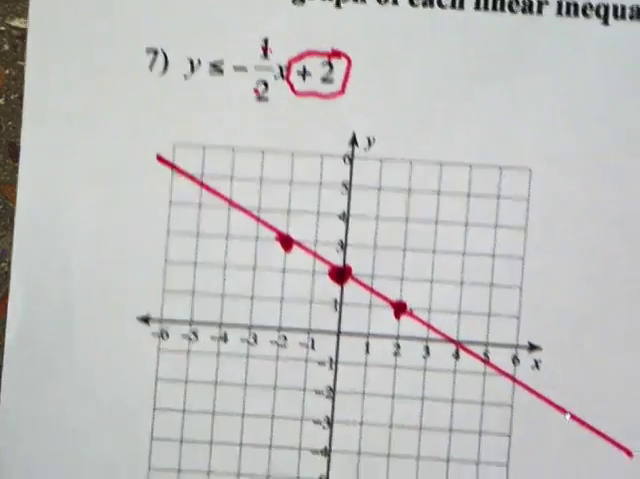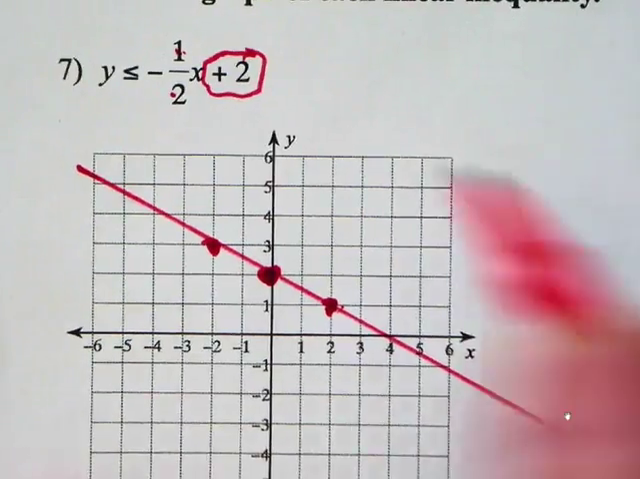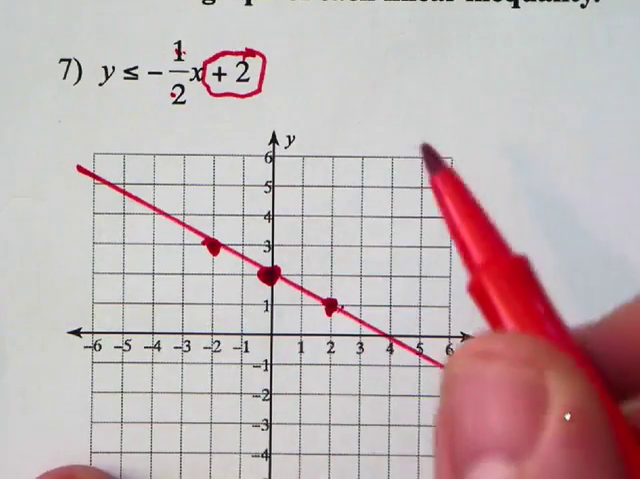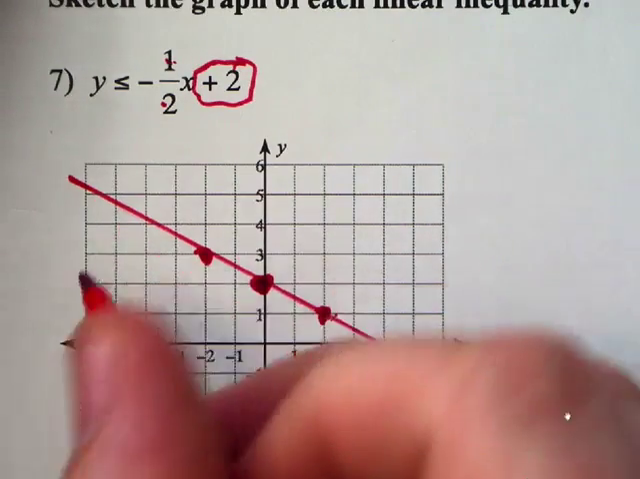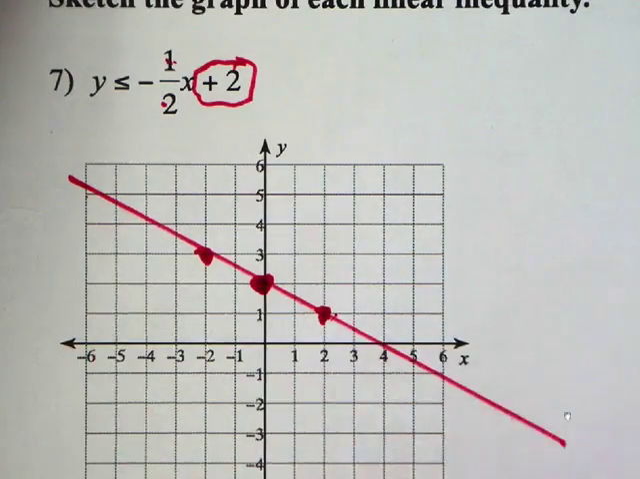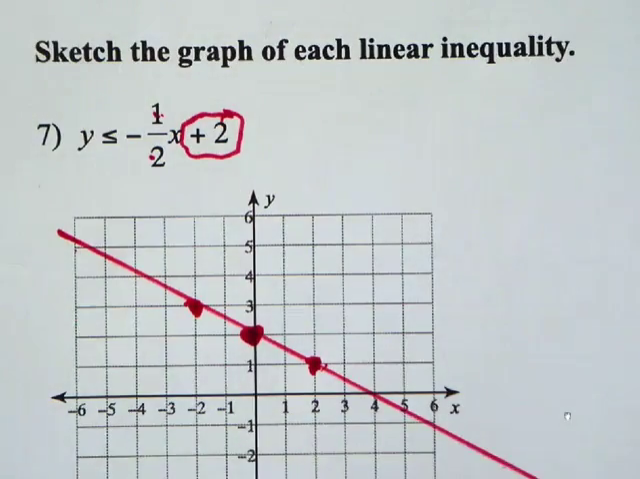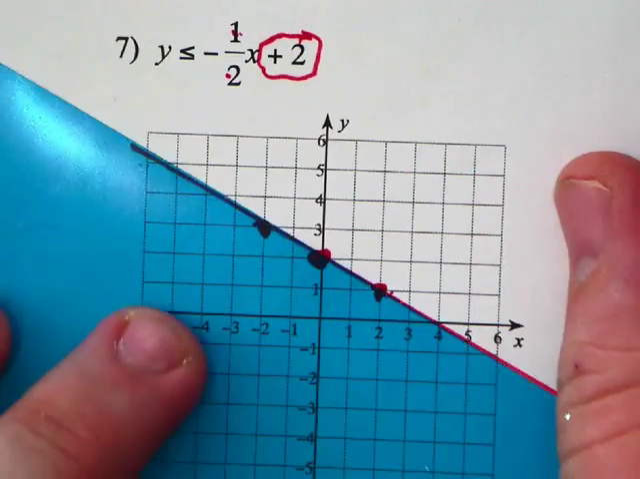Okay, and with the solid line, we need to know, do we shade up or down? Okay, there's two ways to figure this out. Less than is always shading down. So it shades all of that. So less than means we're shading all of that.